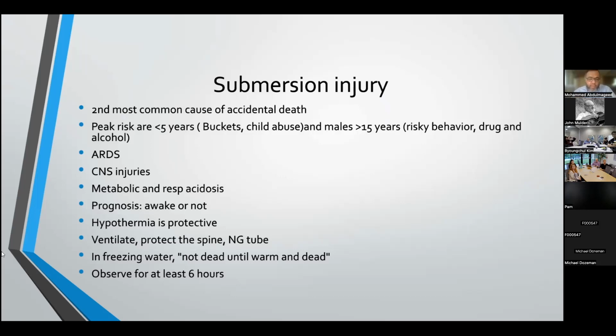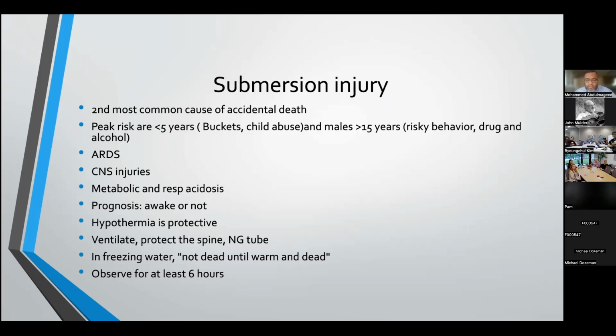Complications of submersion injuries can cause, as you know, ARDS, and CNS injuries from two things. Number one is if they fall in water, a body of water, that is shallow and hit their head or their neck, which can cause severe CNS damage and spinal damage too. This spinal damage can lead to more: the child or the adolescent is not able to swim and get out of the water, which can lead to death. It can cause metabolic and respiratory acidosis.